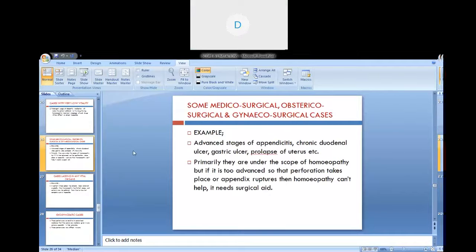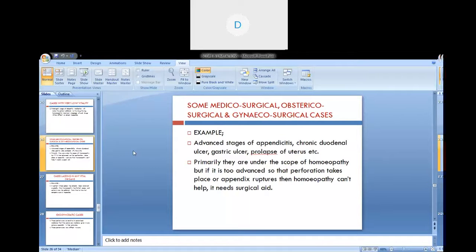So there are cases which are obviously surgical cases, like medico-surgical, obstetrical cases, or gyneco-surgical cases. And there you have to intervene. It is a mechanical process which a medicine cannot work on. So you have to use surgery and aid it with surgery. Sometimes a combined approach is the best approach, and only that can help treat the patient.